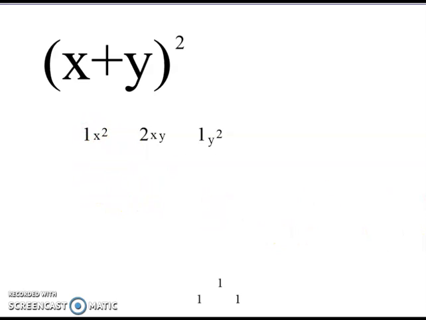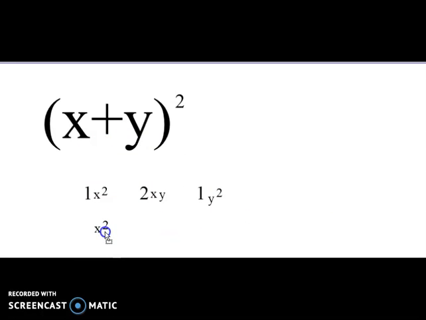So my answer is x to the power of 2 plus 2xy plus y squared. So that will be my final answer.